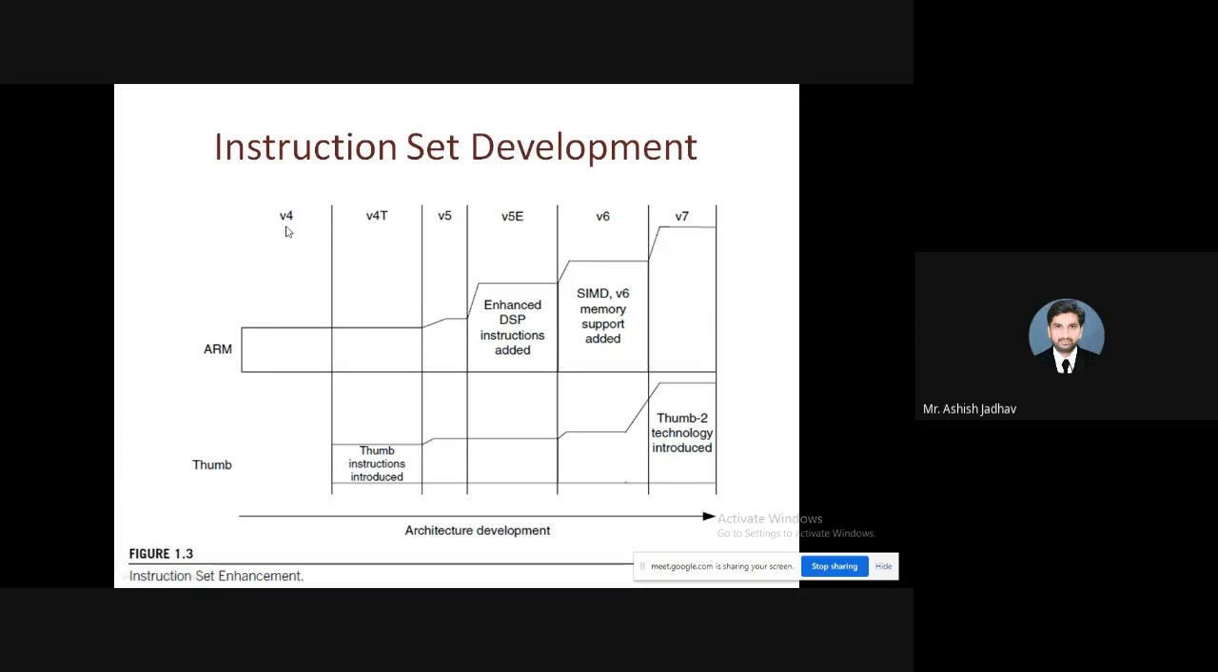But what is the difference between V4 and V4T? V4 supports only ARM instructions, which are 32-bit, whereas V4T supports ARM instructions, which are 32-bit, as well as Thumb instructions, which are 16-bit. Right? Then we have V5. V5 supports ARM instructions plus some additional instructions. What does this plus indicate? It indicates some 32-bit instructions are added to the existing instruction set. This is what the plus indicates.